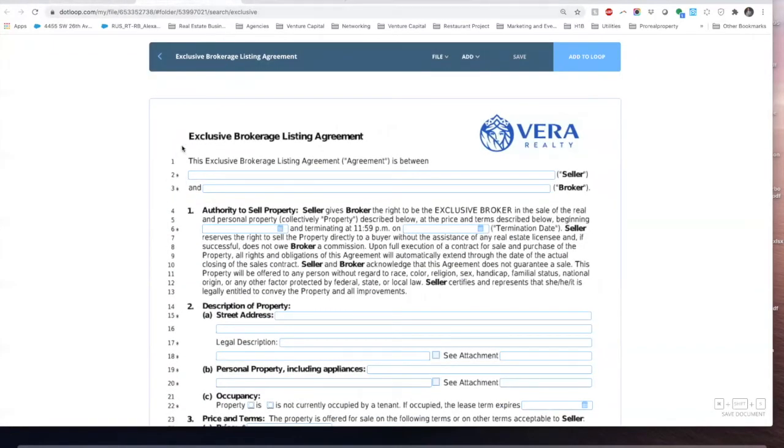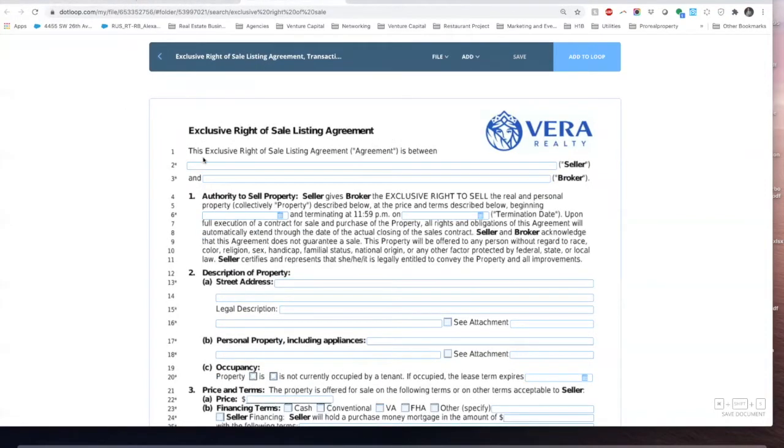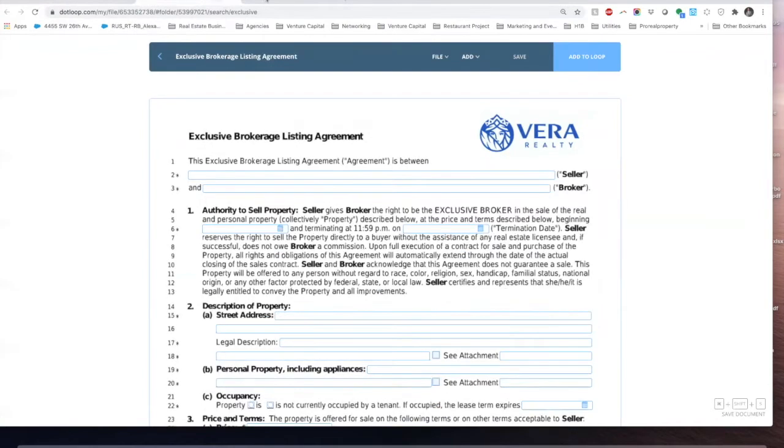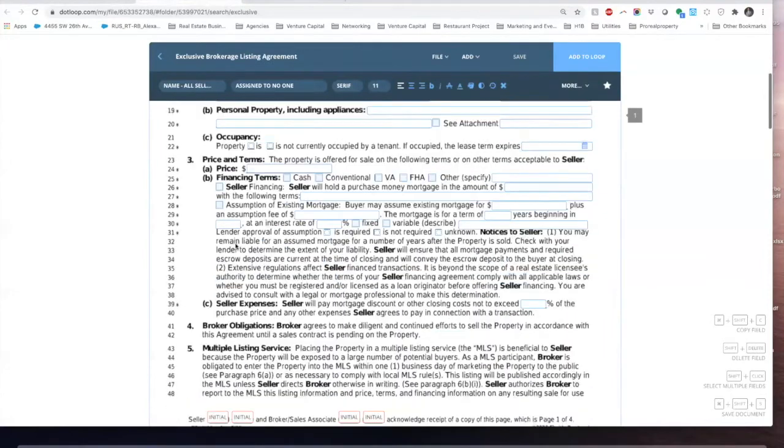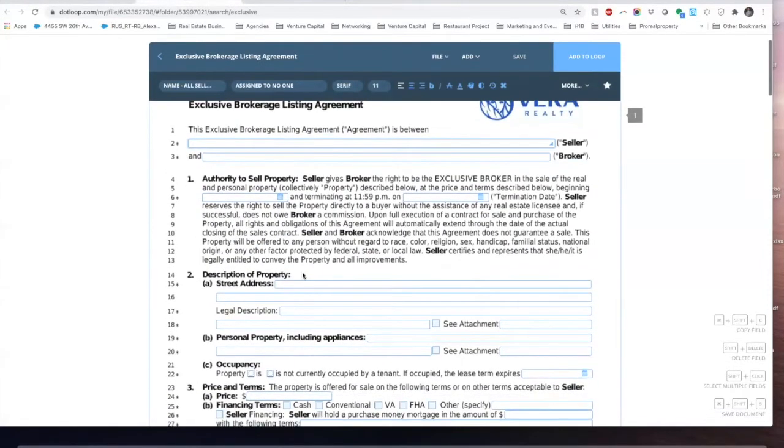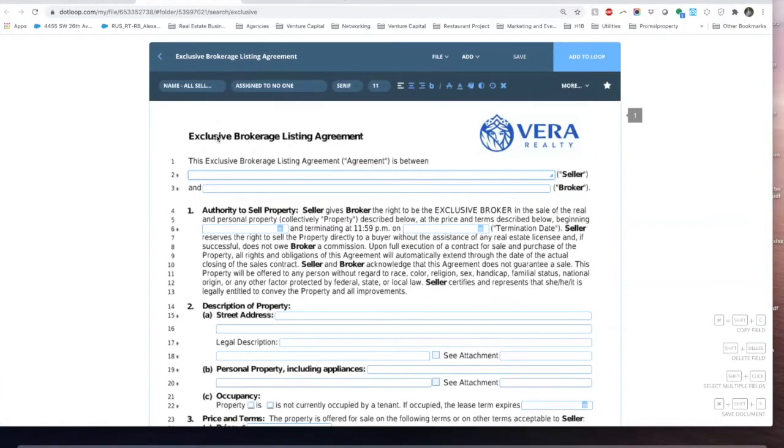So what's the difference between exclusive brokerage listing agreement and exclusive right of sale listing agreement? Anybody? So the main difference is that the exclusive brokerage listing agreement will give you exclusive right to sell, but in case the buyer comes to the seller directly, then you will not be obligated to receive a commission. So it's only you who will be listing the property.